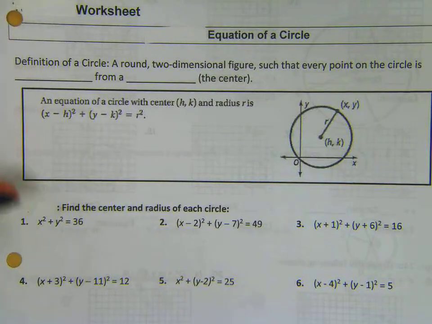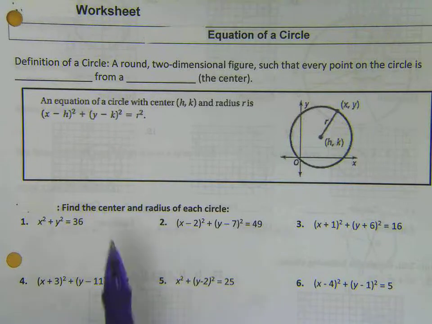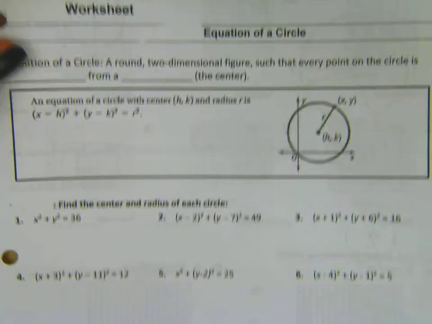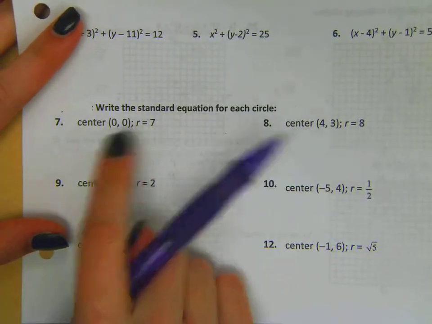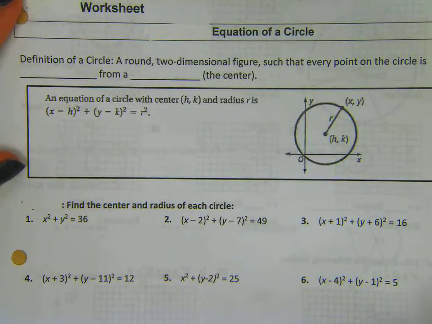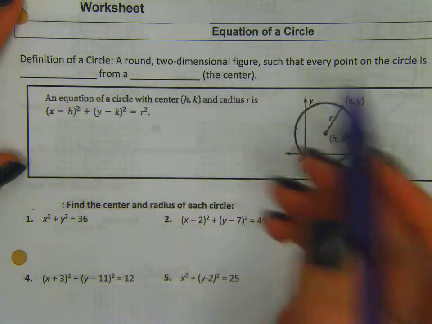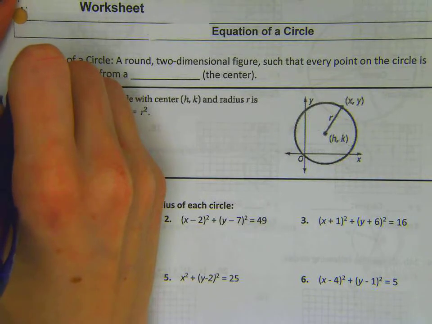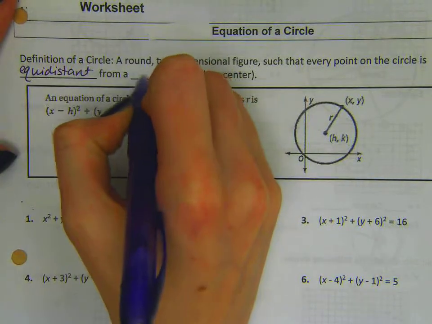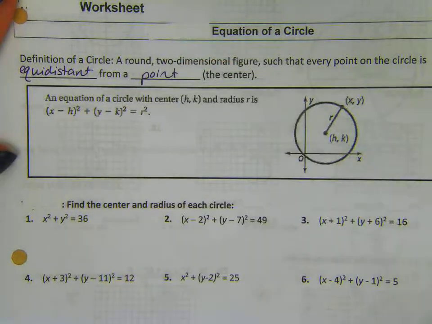Hey Geometry! In this video we're going to go over the equation of a circle, how we find the center and radius given the equation of a circle, and how we write the equation of a circle given the center and the radius. So to start, we're going to go over the definition of a circle. It is a round two-dimensional figure such that every point on the circle is equidistant from a point, and that point specifically is the center of the circle.